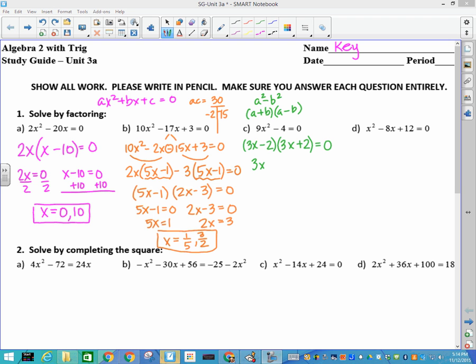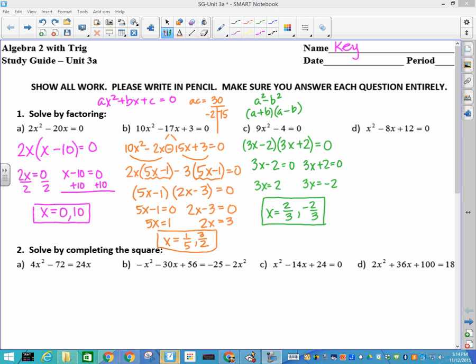I set each factor equal to 0. And then I solve. So 3x equals 2 and x equals 2 over 3 because I'm dividing by 3, so the 2 is on top. 3x equals negative 2 because I subtract the 2 to take it over, and then divide by 3, so I get negative 2/3.